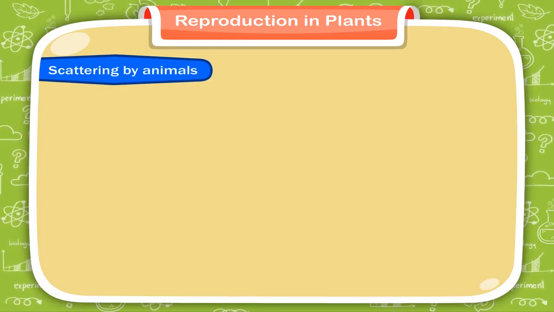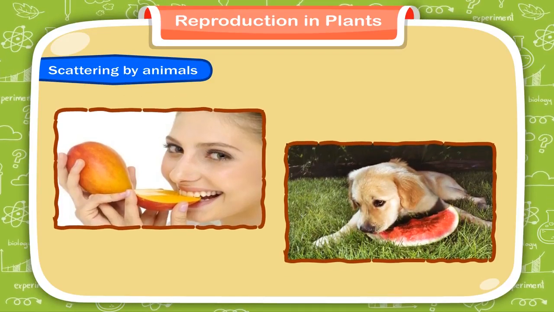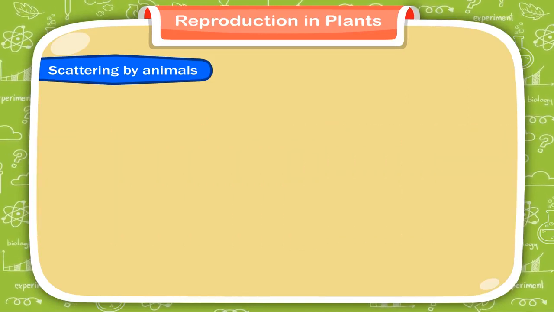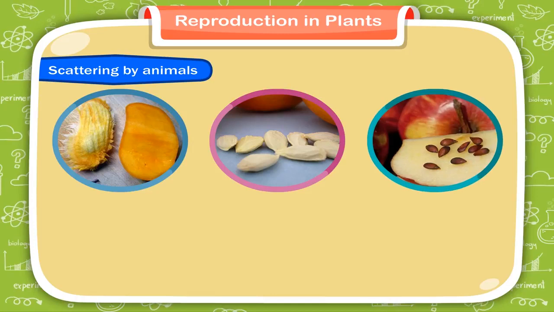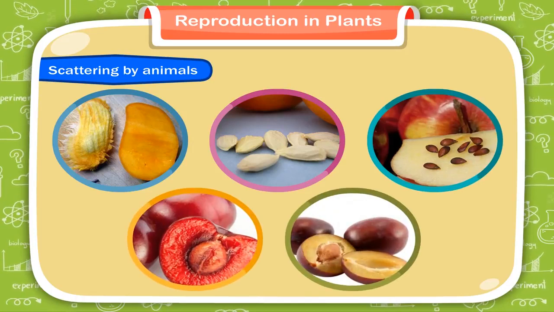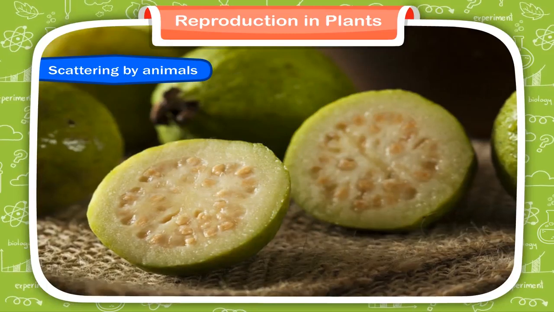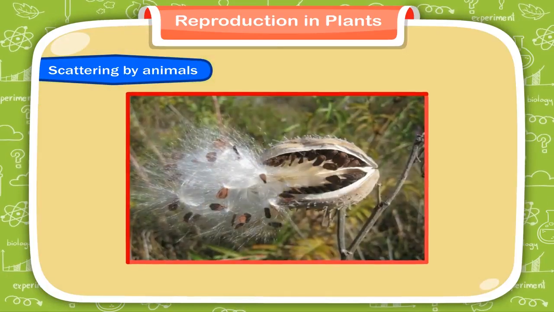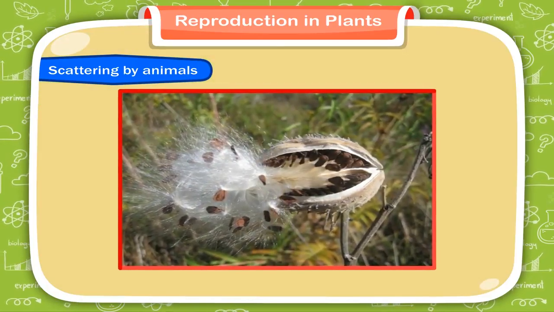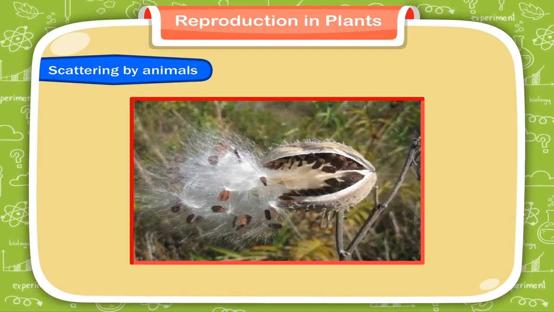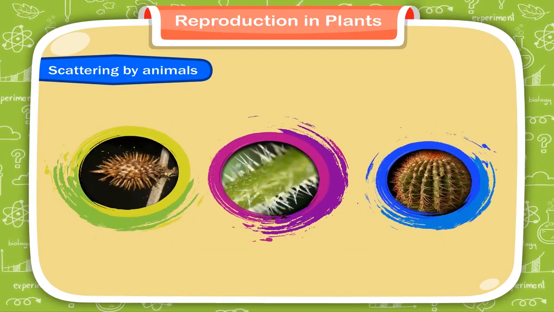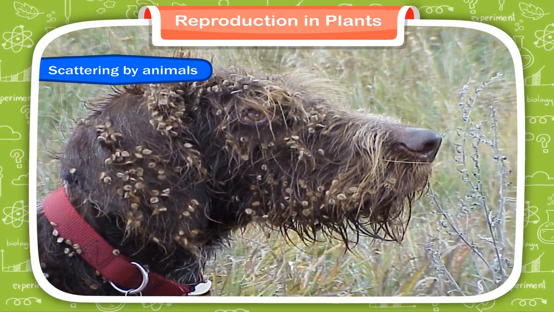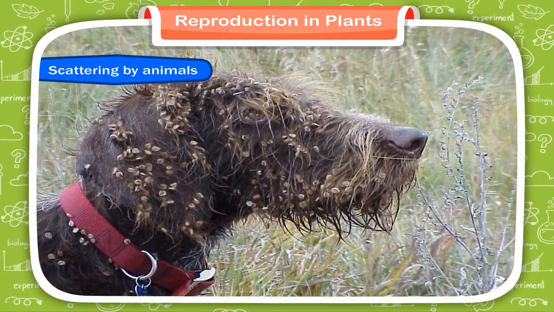Scattering by animals. Humans and animals eat fruits that contain seeds. We throw away the seeds after eating fruits like mangoes, oranges, apples, cherries, and plums. The small hard seeds of guava, etc. are thrown out of our bodies with the waste. All such seeds are carried far away from the parent plants. Seeds of many plants have stiff hair, hooks, or spines. These seeds stick to our clothes and the fur or skin of animals and are carried far away by these animals.